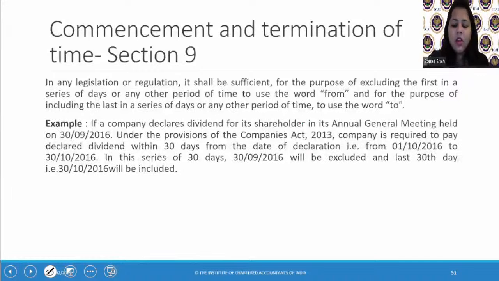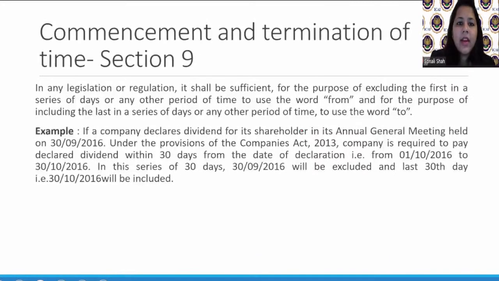Is this clear? So section 5, 6, 7 and 8 is clear to all of you? Guys, any confusion till here?